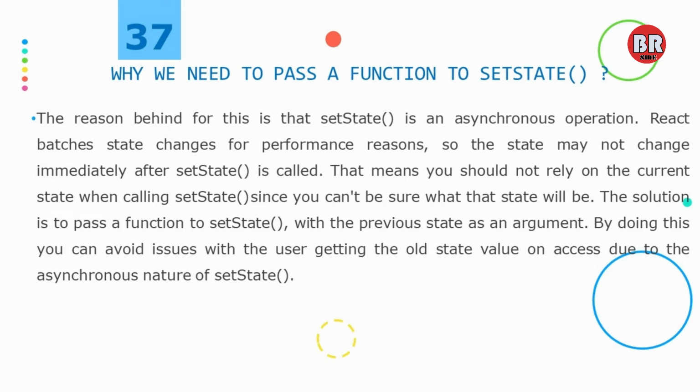Why do we need to pass a function to setState? The reason behind this is that setState is an asynchronous operation. React batches state changes for performance reasons, so the state may not change immediately after setState is called. That means you should not rely on the current state when calling setState, since you can't be sure what that state will be. The solution is to pass a function to setState, with the previous state as an argument. By doing this you can avoid issues with the user getting the old state value on access due to the asynchronous nature of setState.